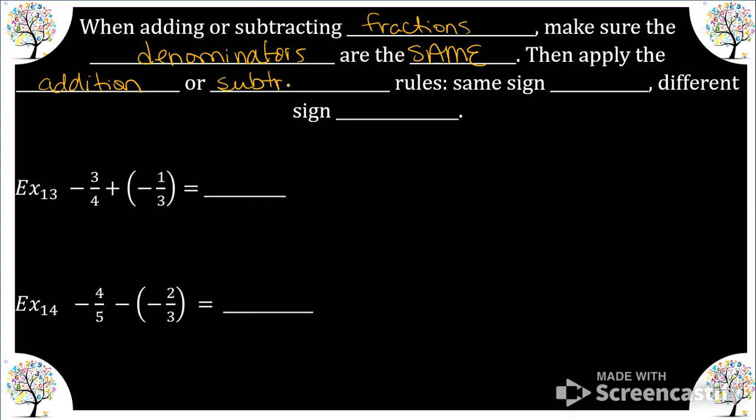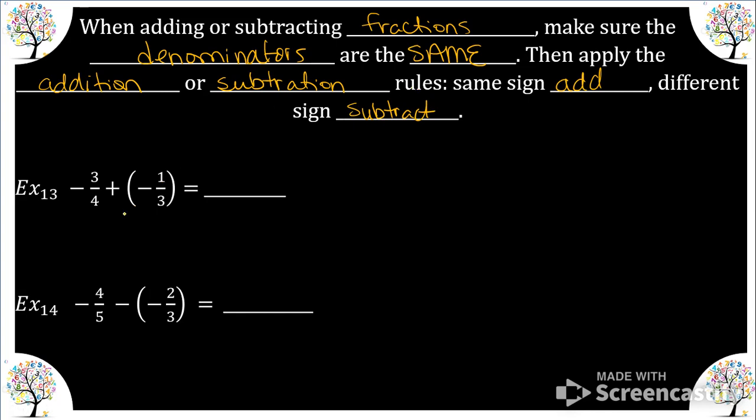And when we apply the subtraction rules, we're really doing keep, change, change. And then in the end, if the signs are the same, we will add and apply the sign. And if the signs are different, we will subtract and take the sign of the one we have more of.